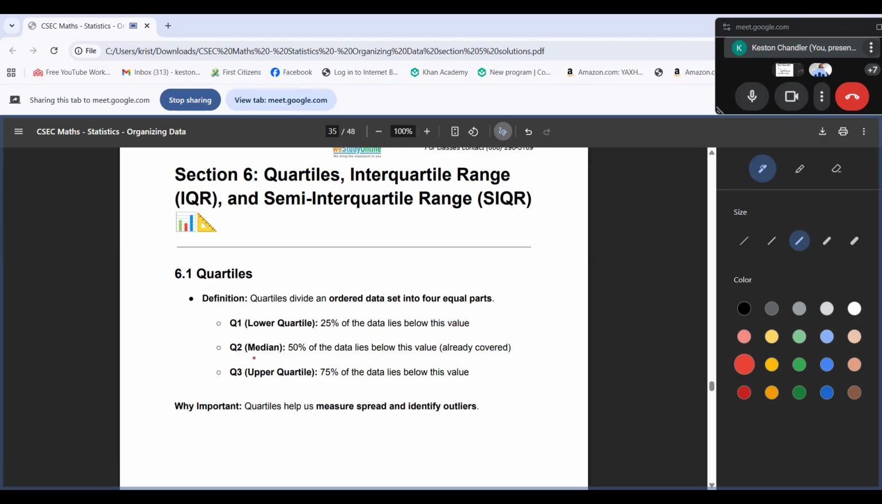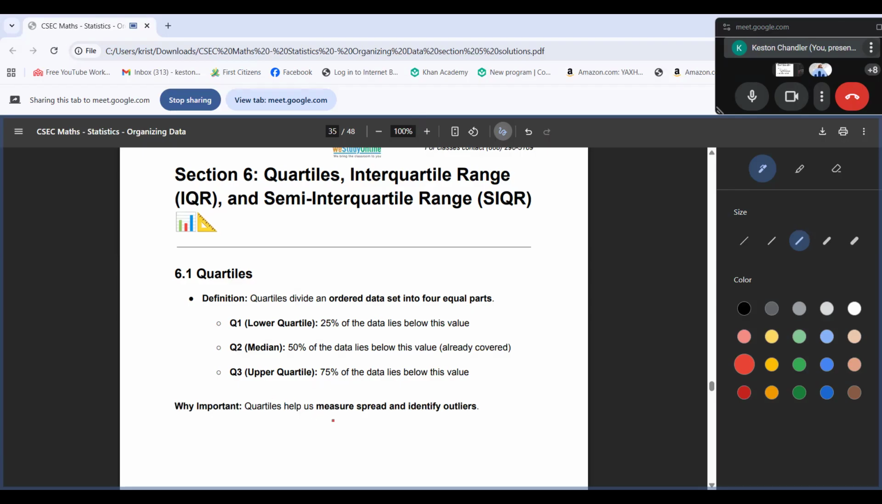The median, which we have seen before, is the middle of the entire data, or 50% of the data. 50% of the data lies below the median, right? The Q1 value, which is referred to as your lower quartile, has 25% of the data below it. And the upper quartile has 75% of the data lying below this value.